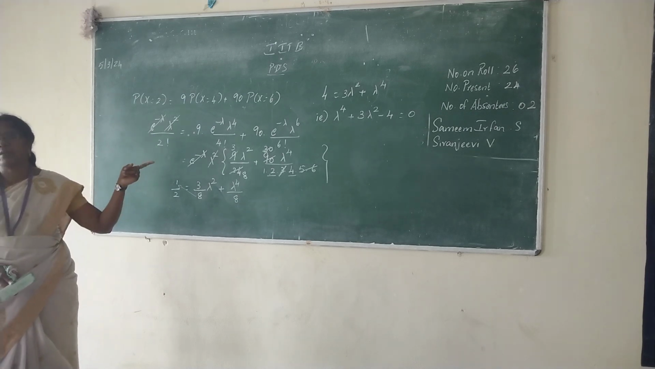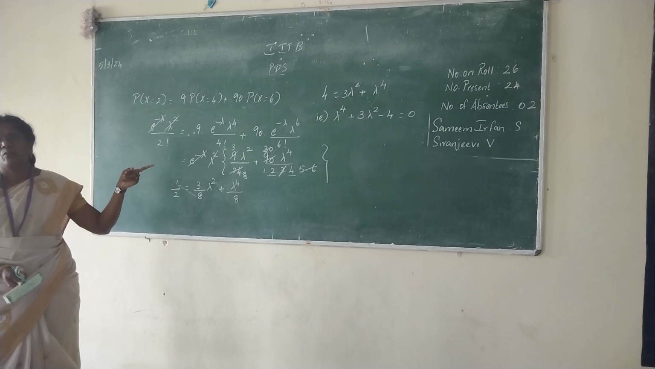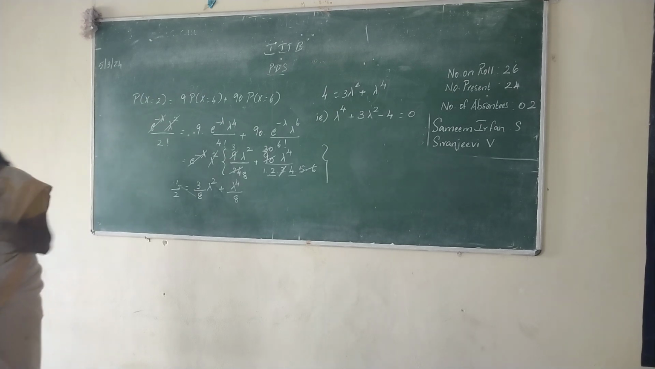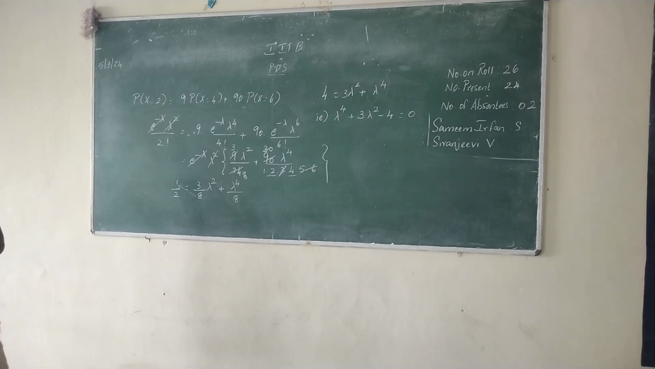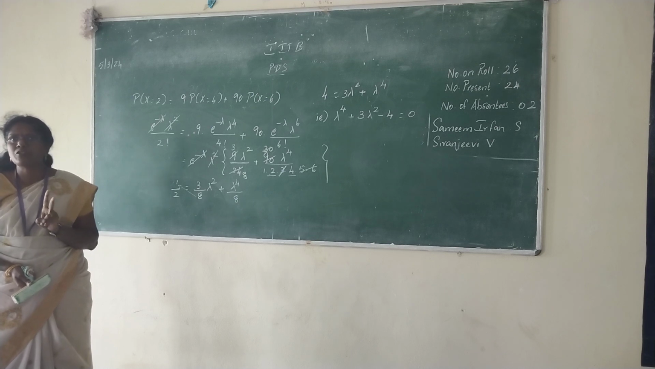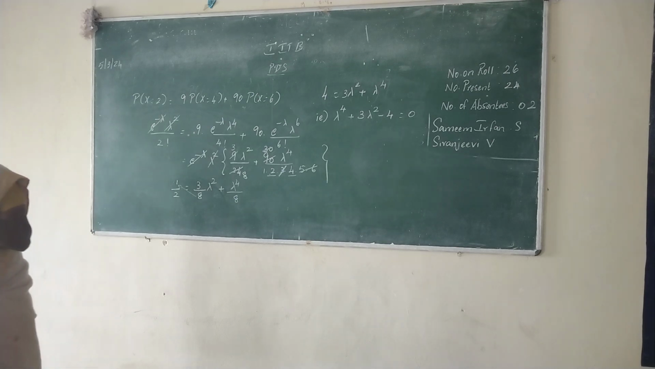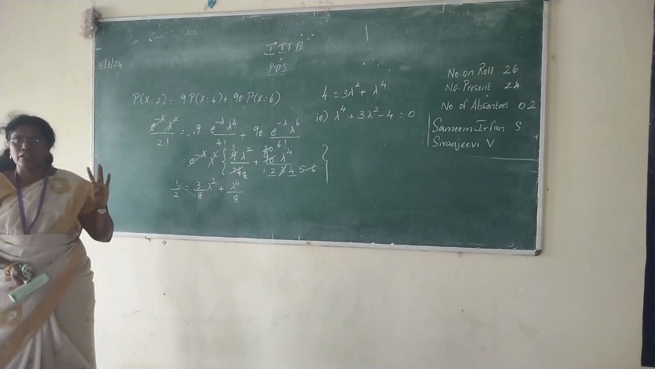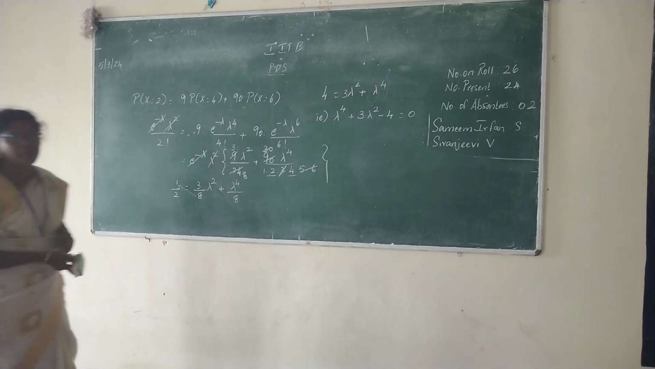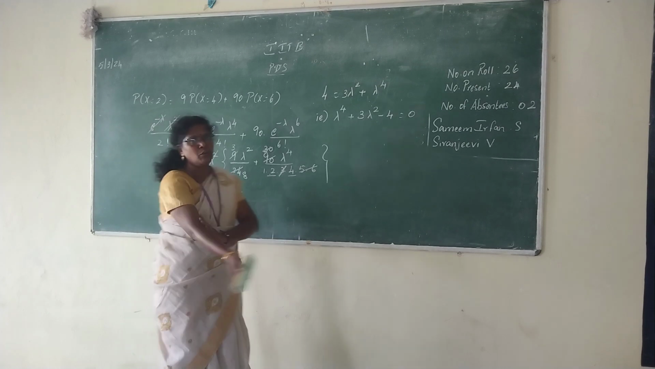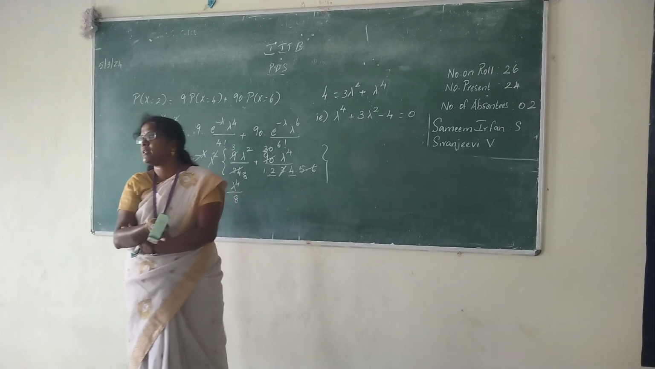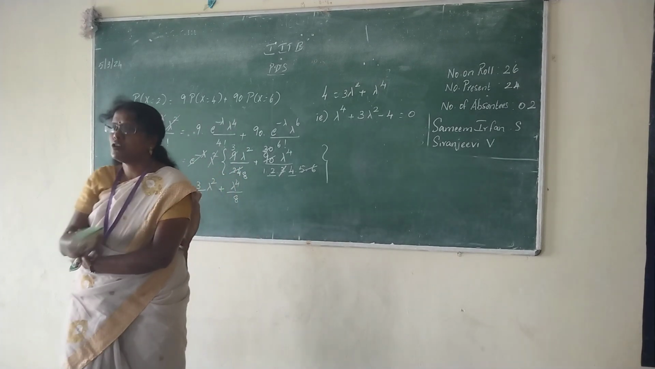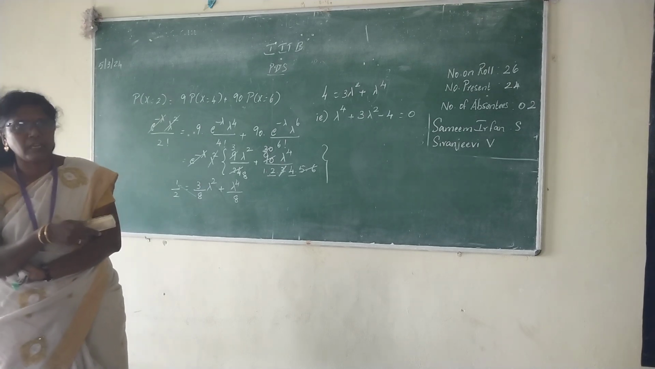So what type of equation is this one? What degree? 4. So about how many values of lambda do you have to find? 4. A quadratic equation means 2 roots. This is an equation of degree 4, so you have to find 4 different values for lambda. It may be the same also, but you have to find 4 values. How can we solve it? Yes, very good. Everyone knows how to solve a quadratic equation. So try to convert this into a quadratic equation.